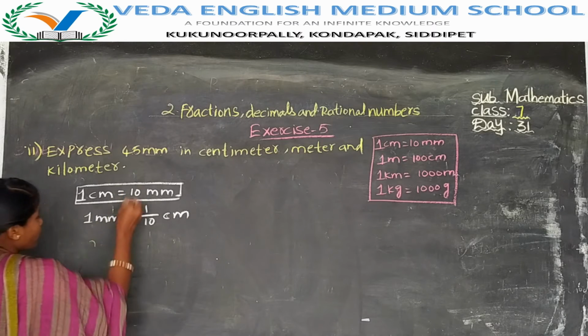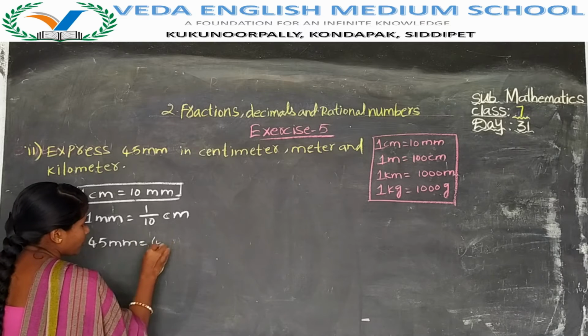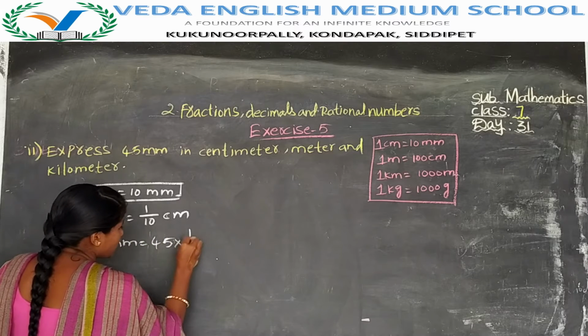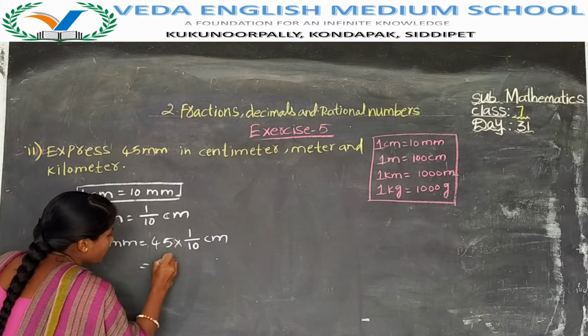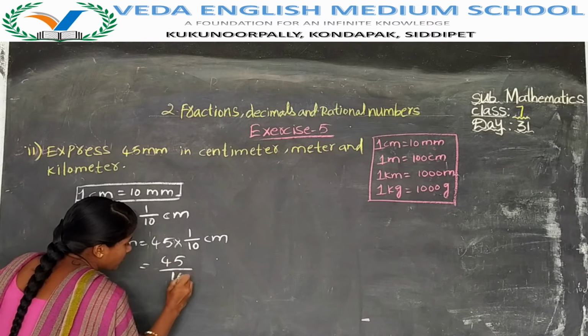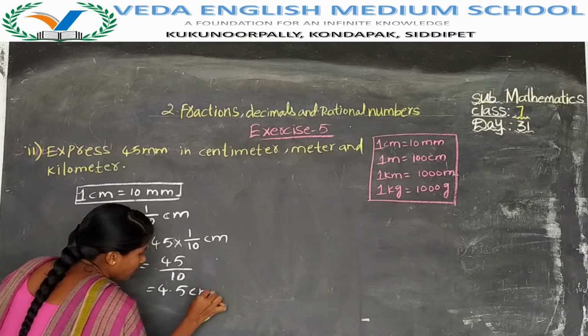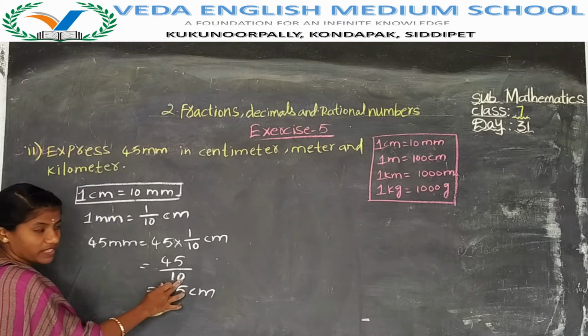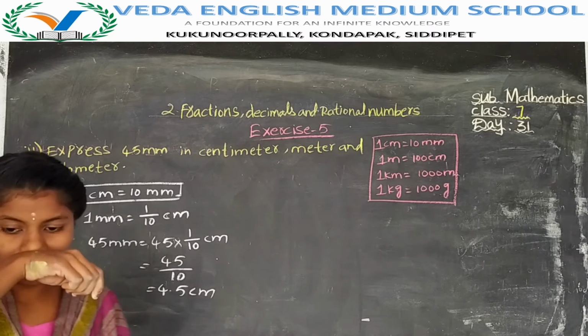Now we have to find for 45 millimeters. 45 millimeters means 45 into 1 by 10 centimeters. Now 45 by 10 is 4.5 centimeters. Why is that 4.5? Here we have only one 0, so after the 3 you will get the point. So it is 4.5 centimeters.